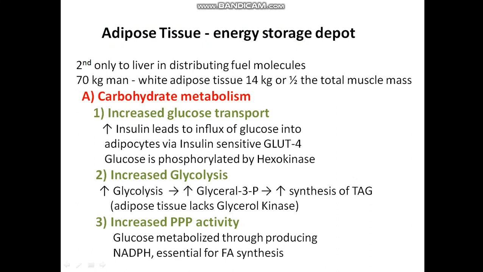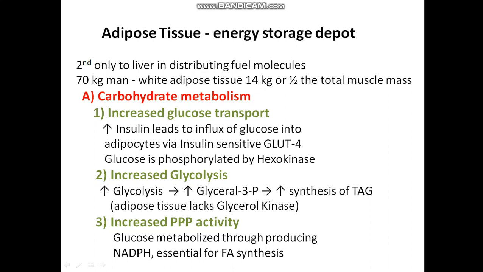Now we discuss adipose tissue, that is the energy storage depot. It is second only to liver in distributing fuel molecules. In a 70 kg man, white adipose tissue is 14 kg, or half the total muscle mass.